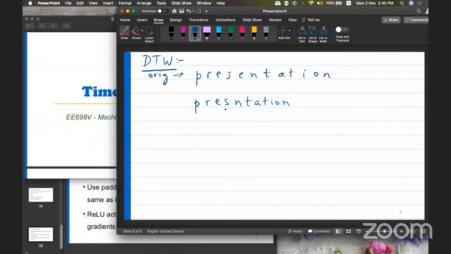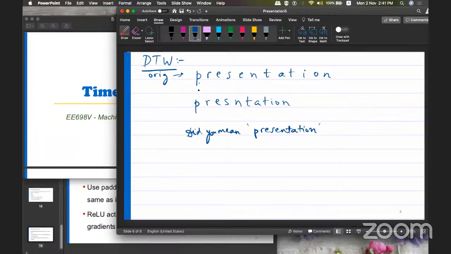Instead of presentation without an E, it will say, did you mean presentation? So how is it able to find so quickly? Of course, Google is using some other more advanced techniques, but I will tell you one very basic technique which is very powerful. It is called dynamic time warping. So how will you find out?